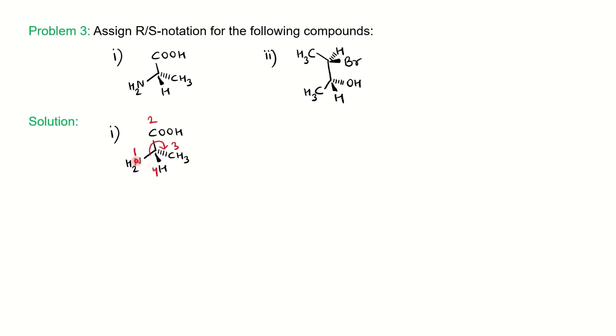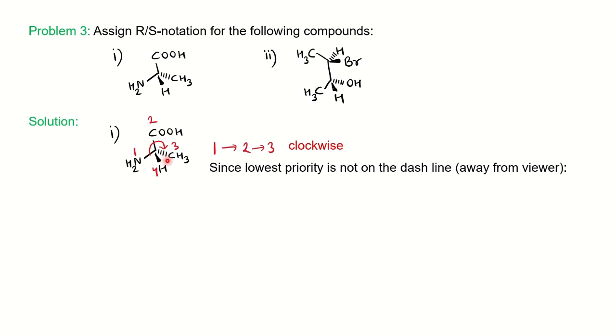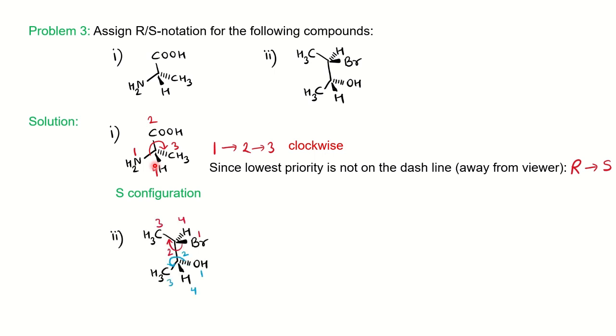Again, priority is based on the atomic number. You have a stereogenic center: nitrogen 1, COH2 carbon 3, and 4 is hydrogen. Again, hydrogen is not on the dash line, so you have to interconvert. Look at 1, 2, 3, which is going clockwise, and since the lowest priority is not on the dash line, we have to convert. Clockwise means R will convert into S configuration. So basically the following example belongs to the S configuration.